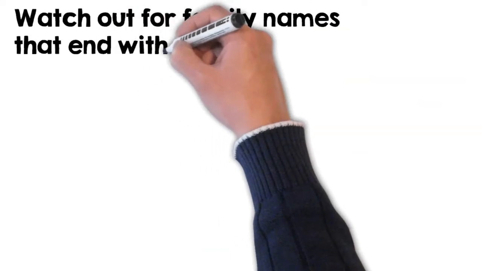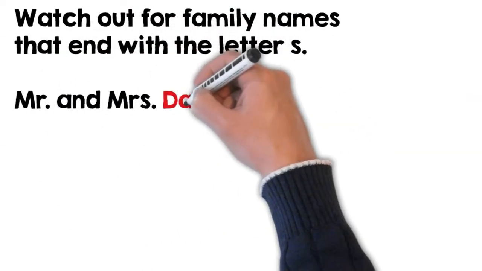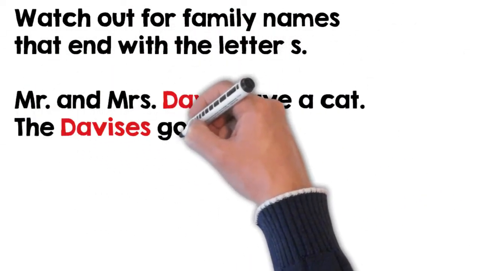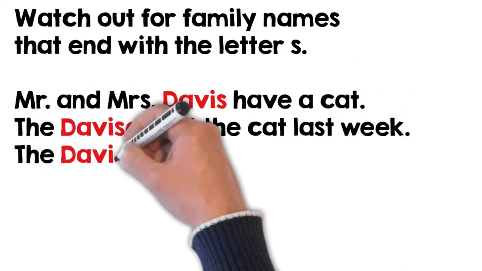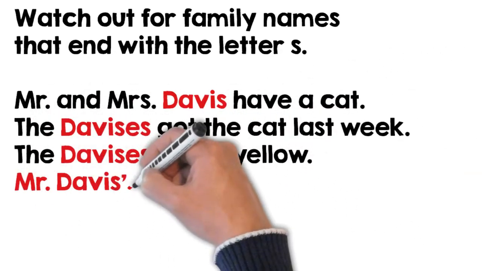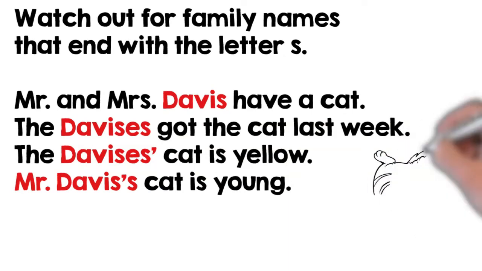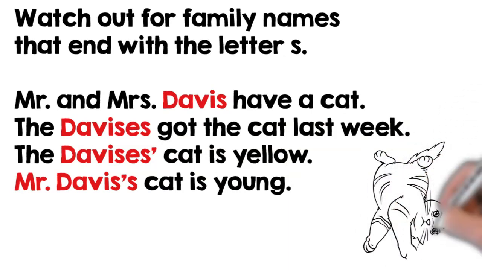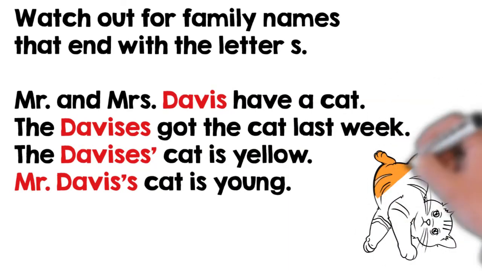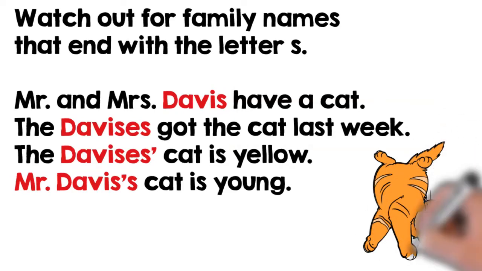Watch out for family names that end with the letter S. This is the correct way to complete these sentences using the name Davis. Mr. and Mrs. Davis have a cat. The Davises got the cat last week. The Davises' cat is yellow. Mr. Davis's cat is young.